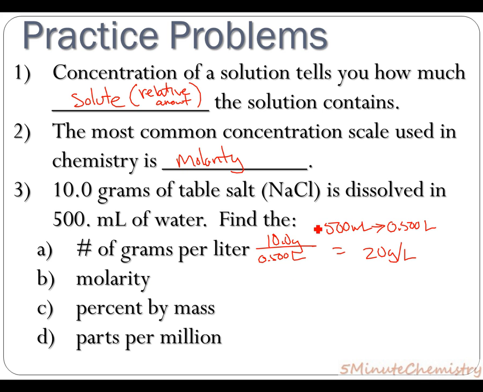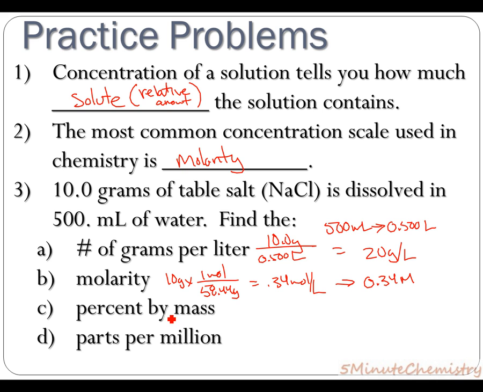Molarity, now I have to convert from 10 grams using the molar mass of salt, which is 58.44 grams per mole. 10 divided by 58.44, and we get 0.34 moles per liter here. And again, because it is moles per liter, the common way that we express that is 0.34 molar, capital M.